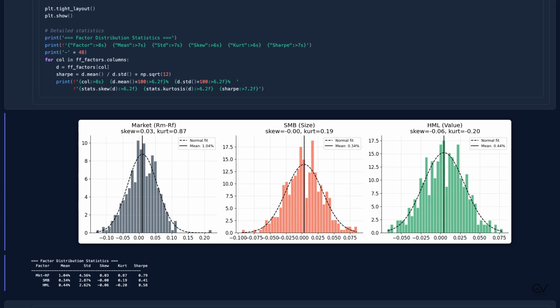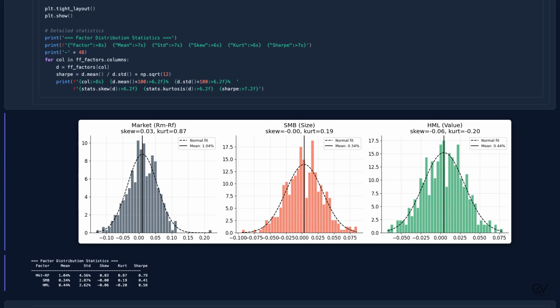SMB is near Gaussian at 0.19, and HML is actually slightly thin-tailed at minus 0.20, so the value premium here is not a fat tail story. The table underneath gives the full picture.